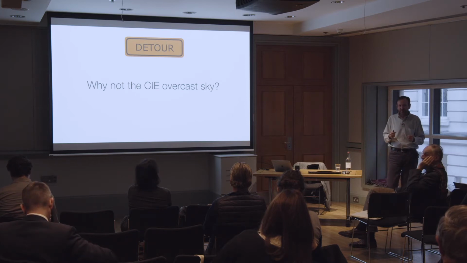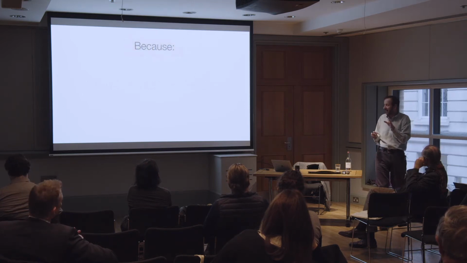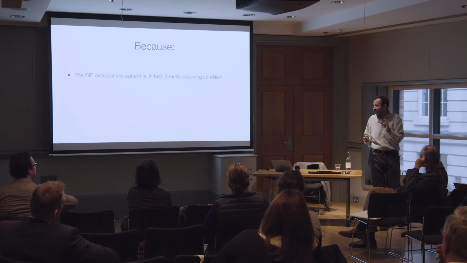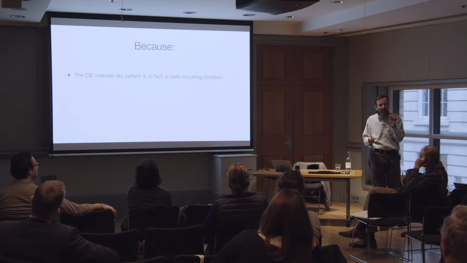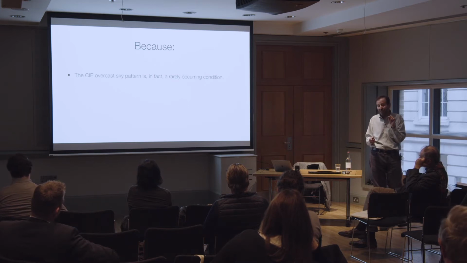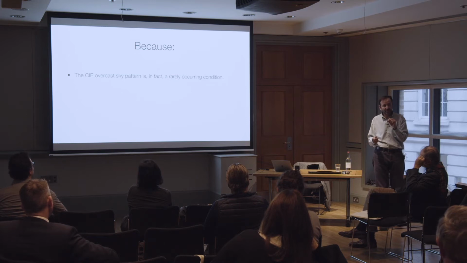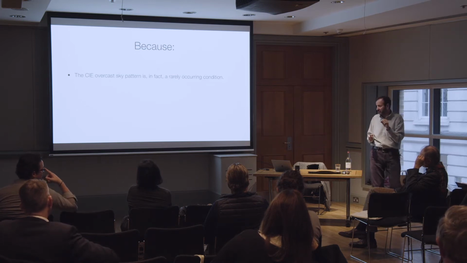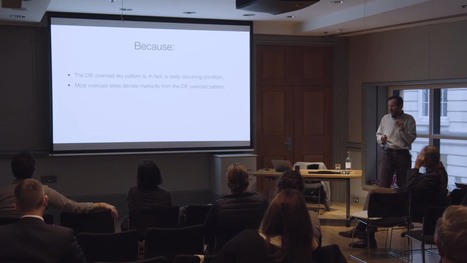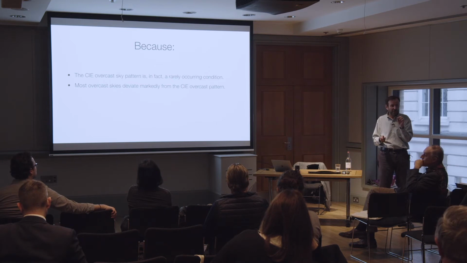Right, because actually we get blue sky, for example, for the north sky. Exactly. So it's not always cloudy. In fact, the actual CIE overcast sky pattern is a very rare occurrence of overcast skies. The majority of overcast skies do not have a pattern that conforms to this, and we'll see this in some measurements. It's not just that they don't match it exactly, they deviate markedly from this.